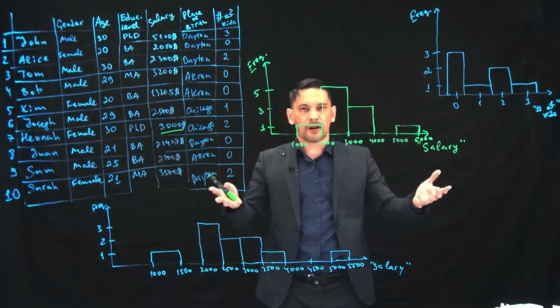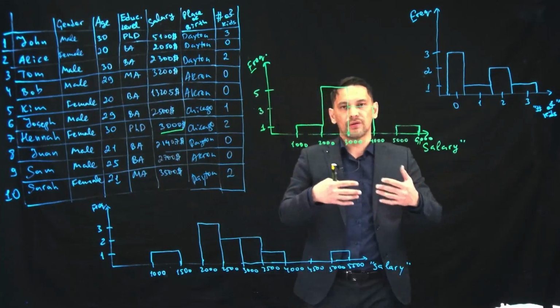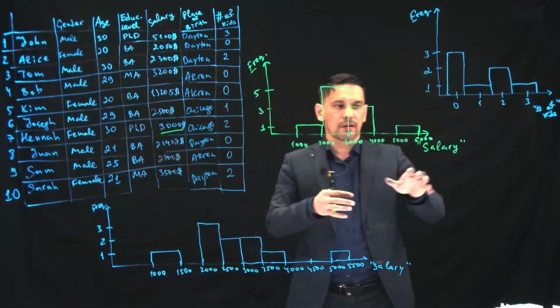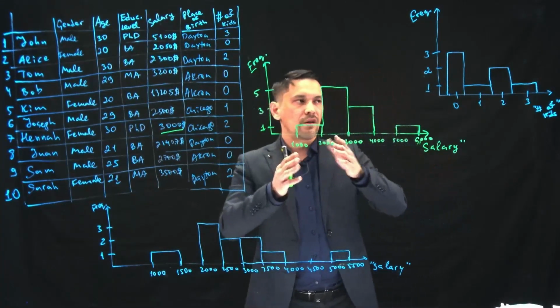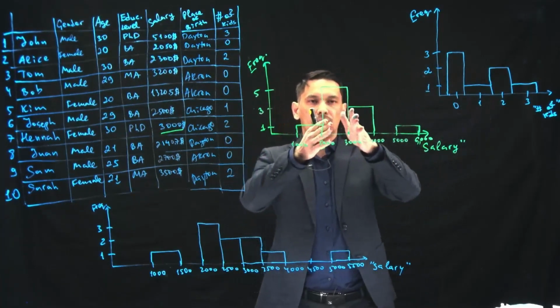They usually have lots of values. And so building a separate column for each value is meaningless, so we use intervals. So when building a histogram for a continuous variable, we don't build a separate column for each value. We build a separate column for each interval.